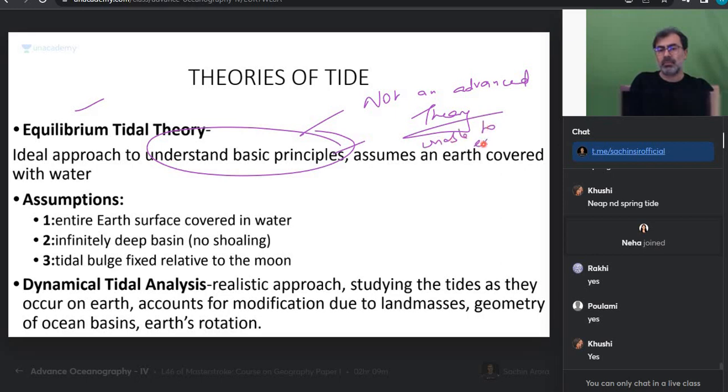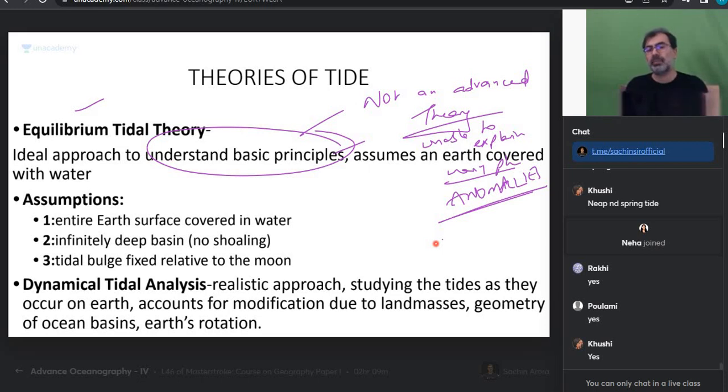Unable to explain many phenomena. So it has got many anomalies. So it is not the most accepted paradigm. Do you understand? It is not the most accepted paradigm.